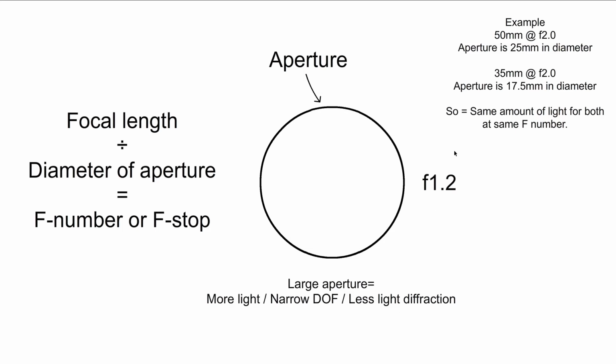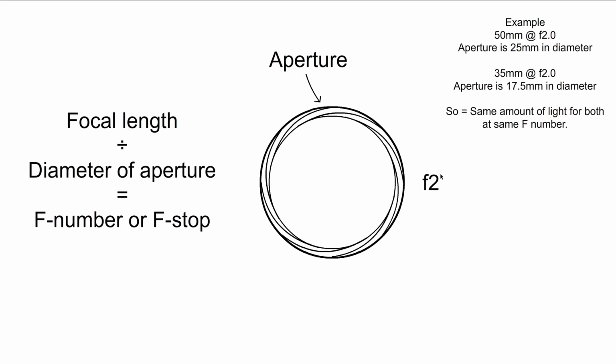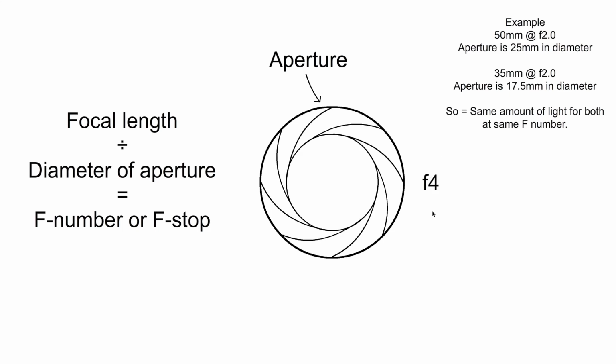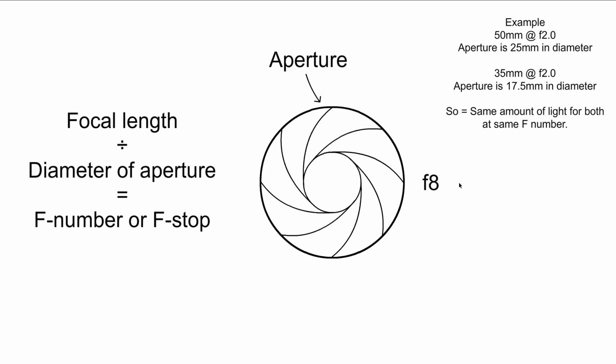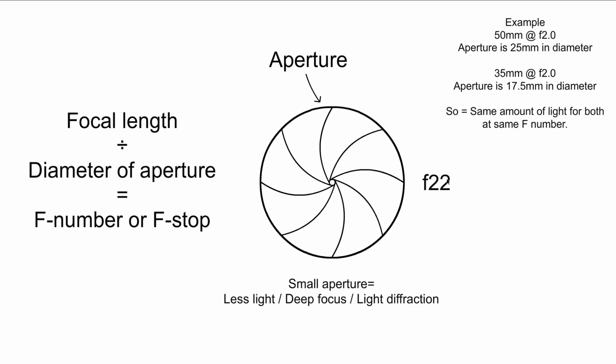At the moment, let's imagine this is a very fast lens and it's f1.2, fully open. If we stop down once, f2, stop down again to f2.8, and again f4, f5.6. You can get increments between these, but basically this is a stop each time, so it's half as much light for each stop. f8, f11, f16, f22 is often the smallest aperture you're going to get on a lens. You can go smaller on certain lenses, but it's often your smallest point.